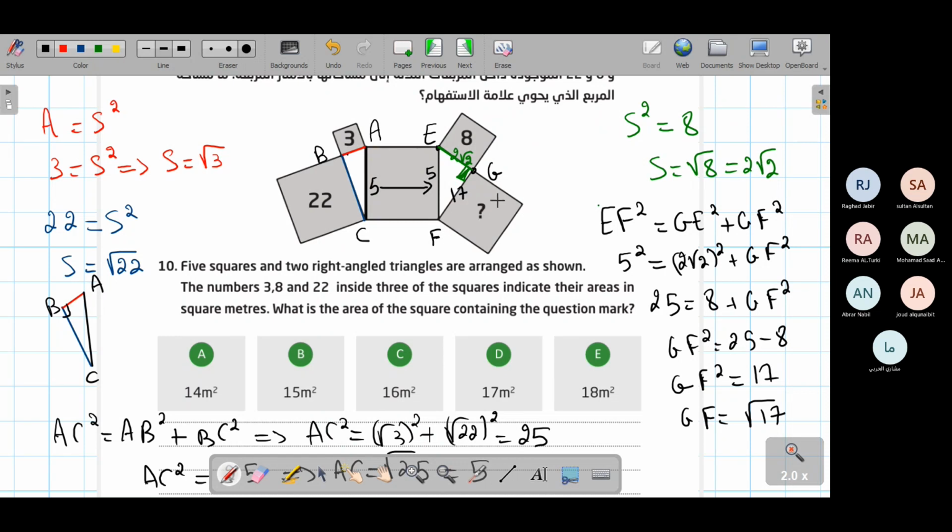Now, what is the area of this square, the question mark? The area of this square is equal to S squared. So of course not 17, it's radical 17 power 2, which equals 17. So our answer is D. This is a very easy question. It's only about applying the Pythagorean theorem.